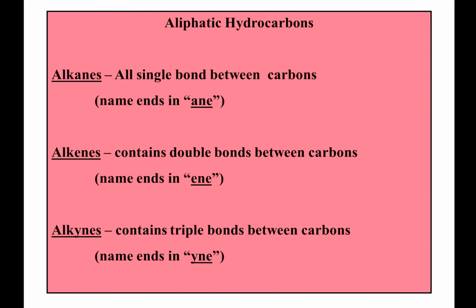Alkynes contain triple bonds. They end in yne. For example, you couldn't have methyne, because it only has 1 carbon, but you could have ethyne, which of course would have a triple bond between the 2 carbons in the chain. You could have propyne, butyne, etc.